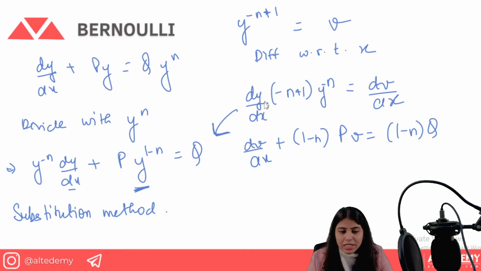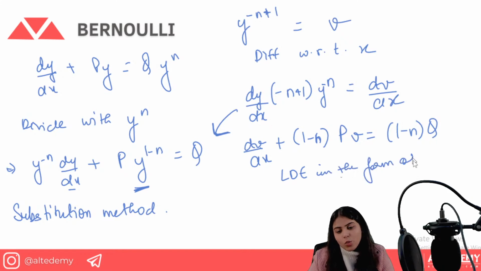We substituted the value of dy by dx here. So this was the equation which we got. Now this is exactly the same equation which is in the form of v and x. So it is the linear differential equation in the form of v and x.